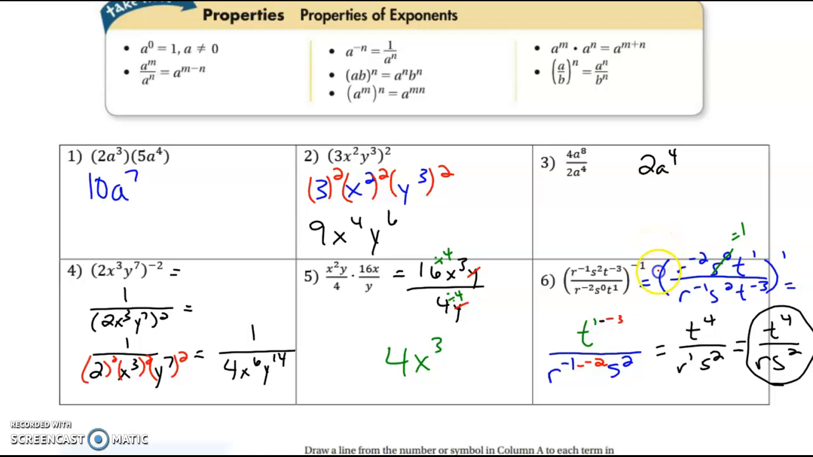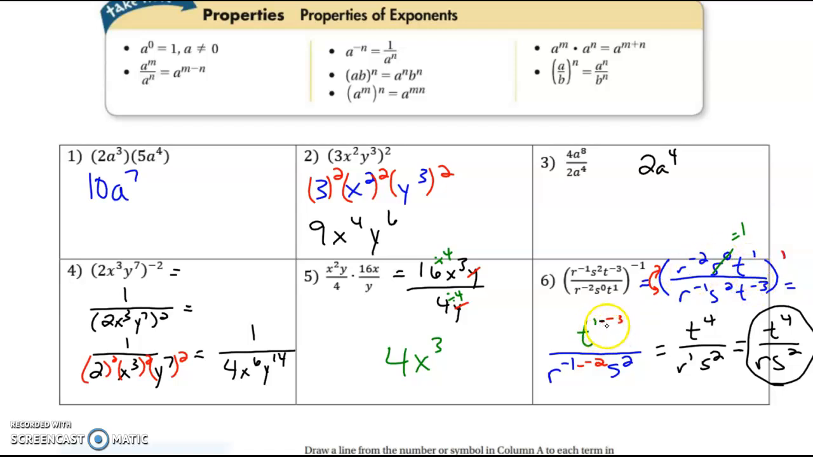On number 6, again, it was to the negative first power right away, so what you can do is flip the entire fraction and make it to the positive first power. From then you can just match up the variables with each other. Remember, anything to the 0 power is just 1. And then start with the highest exponent. So like if I look at the t's, t to the first power is on the numerator. So that's where we want to put our answer.